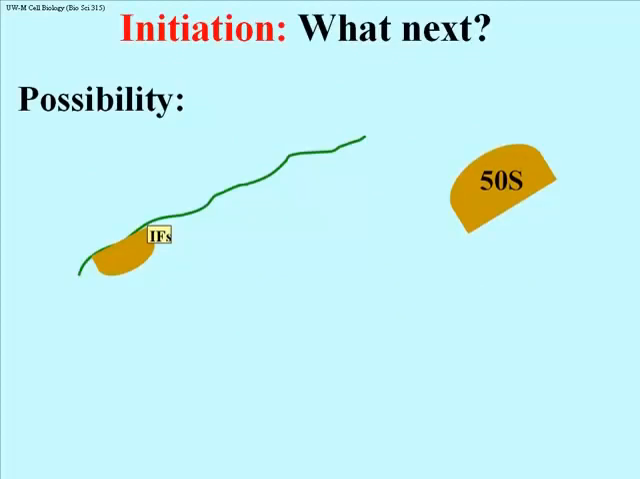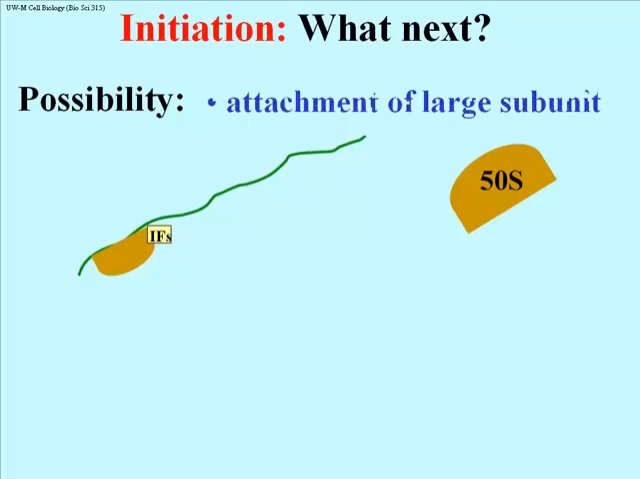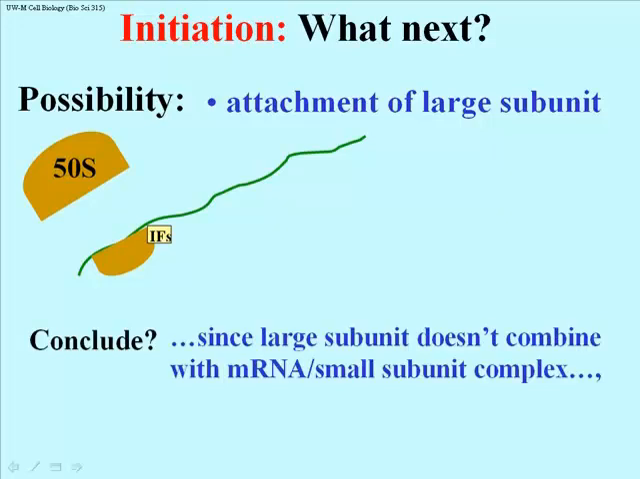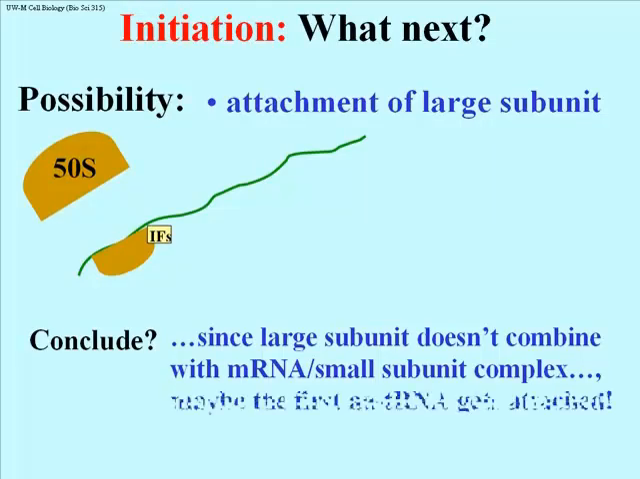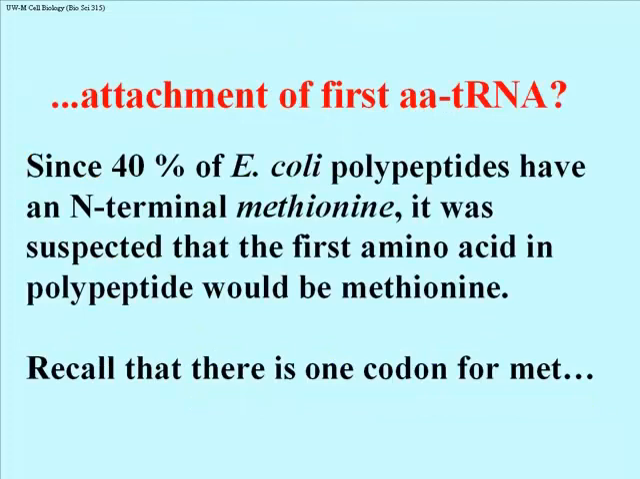So we're still in initiation. What happens next? One possibility then is that the 50S subunit simply attaches to this complex, but as you see, that doesn't happen. So one of the initiation factors seems to be responsible for preventing a 50S association with this structure. Well, we're concluding here that the large subunit does not yet combine with the mRNA. You know that it's going to have to, but it doesn't do it yet. It doesn't bind with the mRNA small subunit complex. Well, we know that amino acid tRNAs are going to have to become part of a translation structure, so perhaps that's the next thing to happen.